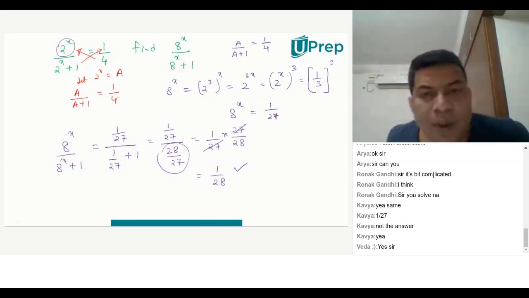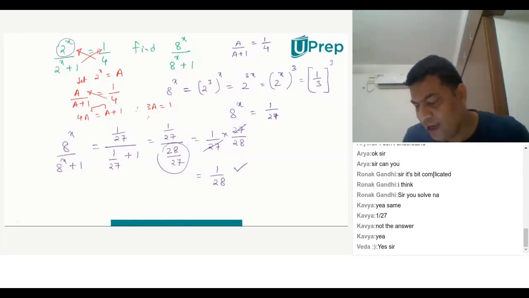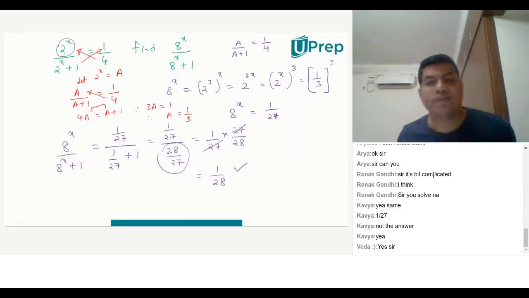Sir, you can do cross multiplication. Always cross multiply. So 4 times a is equal to 4a, which will be equal to a plus 1. Then, taking a on this side, 4a minus a will be 3a, so 3a is equal to 1. Therefore, a is equal to 1 by 3. And a is nothing but 2 power x. Therefore, 2 power x is equal to 1 by 3.